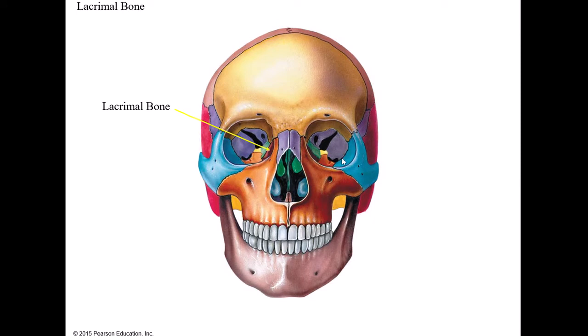The next two bones are on the medial side of the orbit. So you can see right here, this kind of orange shaded bone right here. This, and we don't really see it too well on this side. This is the lacrimal bone.